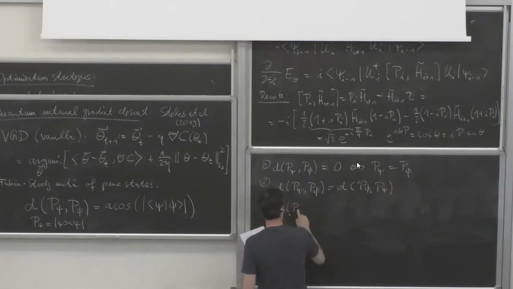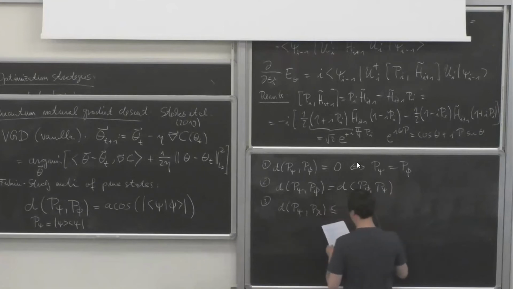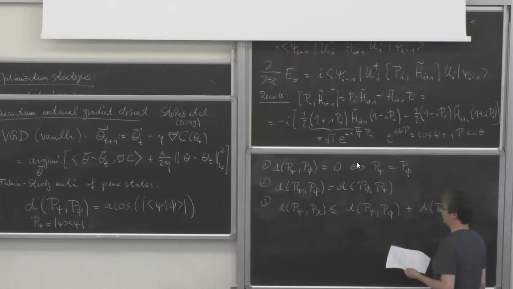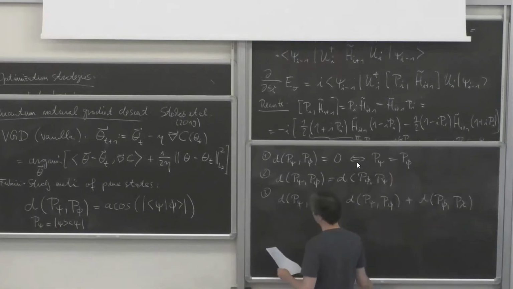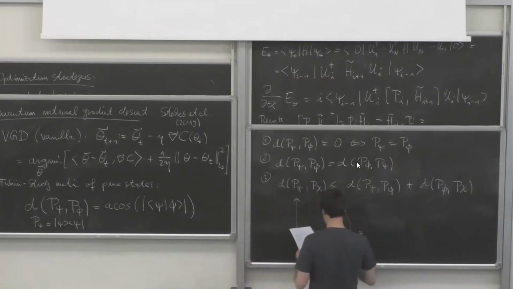That means if you go from psi to chi, but you go via phi, then it's going to be at least as long as the direct way. So this is a triangle inequality. And so you can kind of intuitively understand why this works.